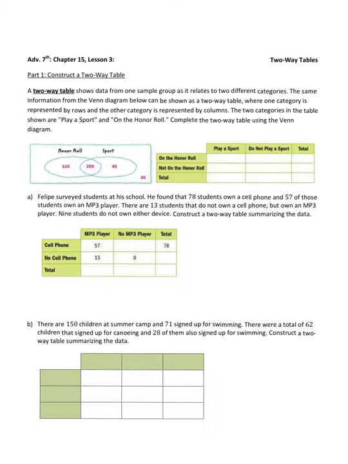The two categories in this table are shown by play a sport and on the honor roll. Complete the two-way table using the Venn diagram. Okay, so in here, it looks like that 30, that number on the outside, is kids that are neither on the honor roll nor play a sport. The 115 looks like that's kids that are on the honor roll but not included in the sports. 45 is students that play sports but are not included in the honor roll. And that 250, it looks like that are students that are both on the honor roll and in sports. They're doing both of those activities. So pull apart that data and try to fill in our chart.